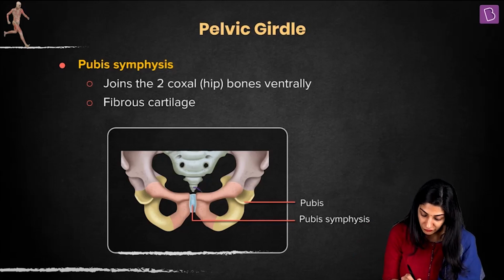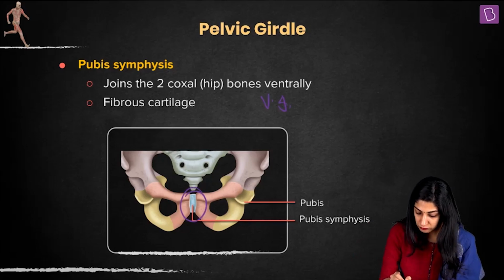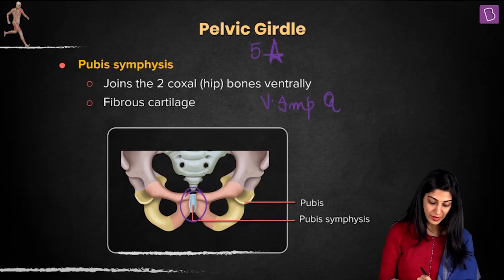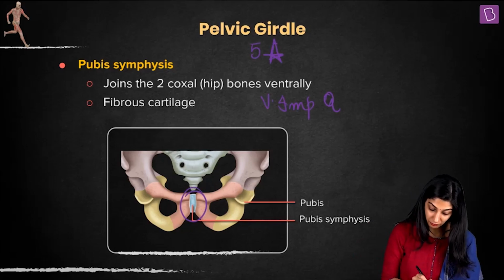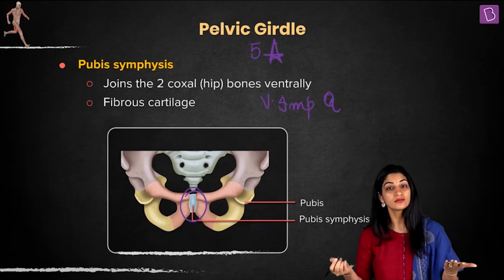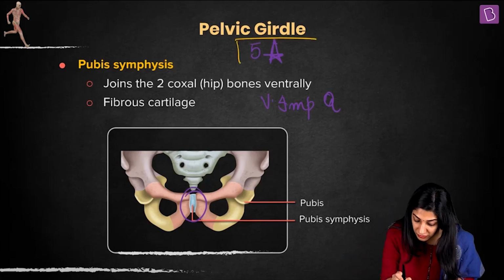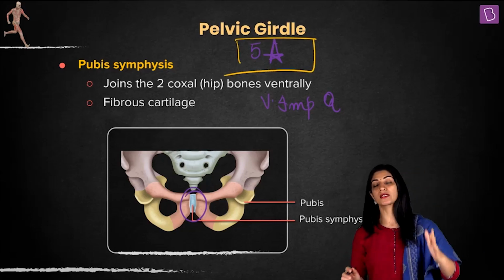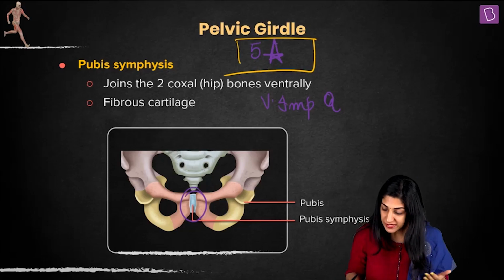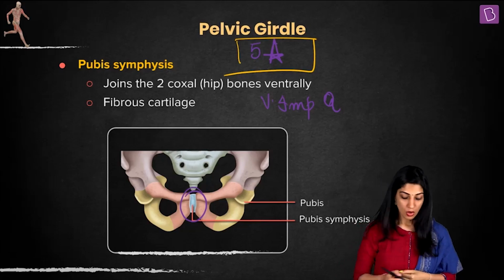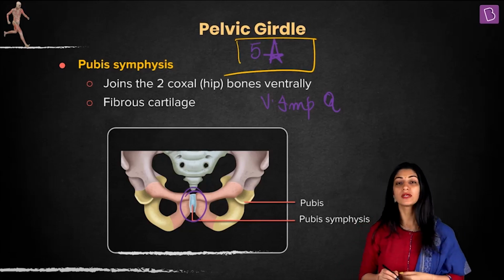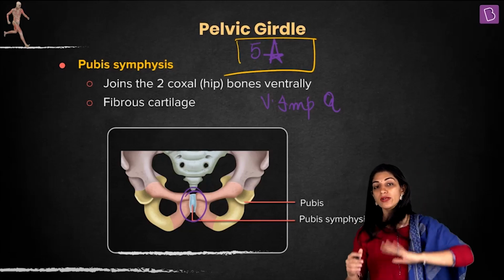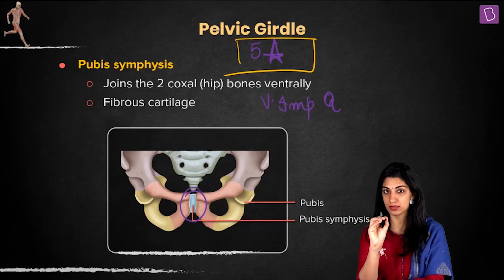Before that, a very important question. All right, a 5-star question. Fine, I'll change the pen. Okay, heard you. Now, a 5-star question. What is pubic symphysis? Or an AITS level question. What kind of tissue is present in pubic symphysis? Children often miss to learn this.